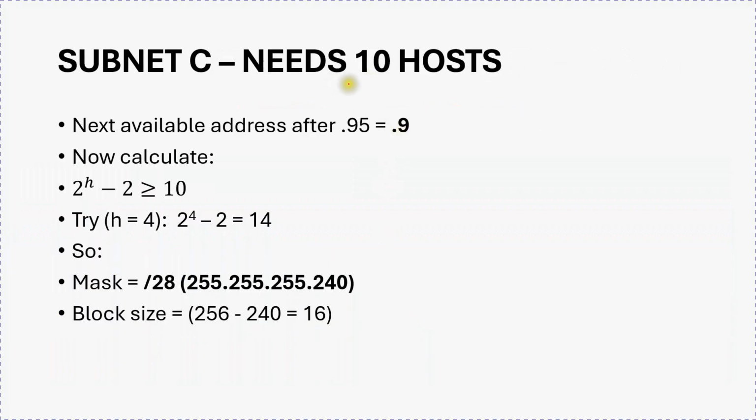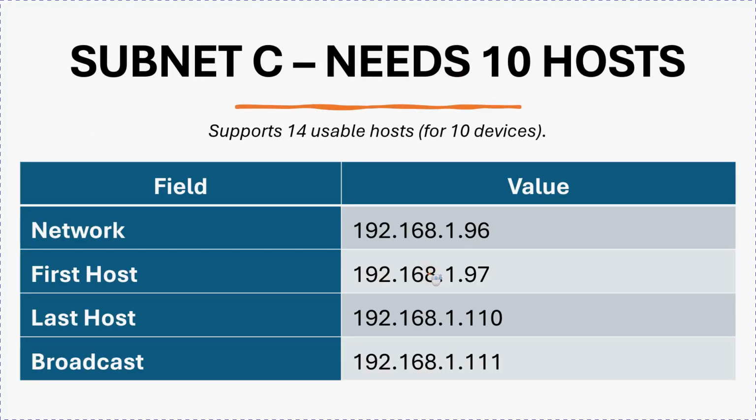Next, you need to connect 10 hosts. The same way, 2 to the power of h, where h is 4, is 2 to the power of 4, which gives 14, and we need only 10 devices. You cannot take 2 to the power of 3. Why? Because that is 8, and you need more IP addresses. That's why you go with 2 to the power of 4. So /28 is the subnet mask, and you can connect up to 16 devices. So the first IP, broadcast IP, and everything else follow.